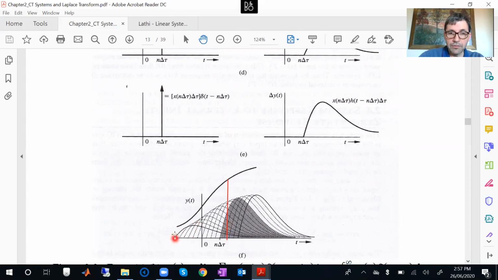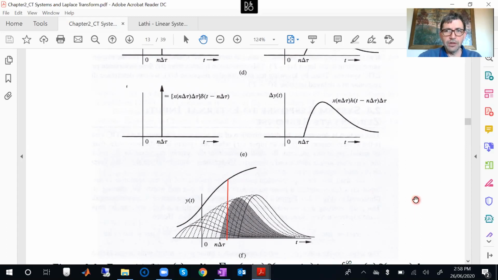So when the first input arrives, its response goes like that and appears here. A later one appears there. That's why I have an integral expression. It's summing all the responses up to time t. So this is all added together to give you the total response. That's another way to view the convolution integral, and it's a variation of the graphical explanation.